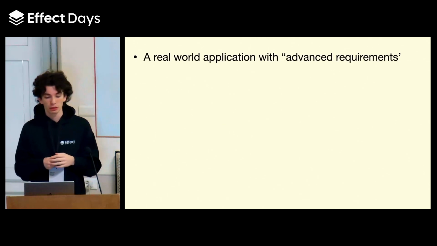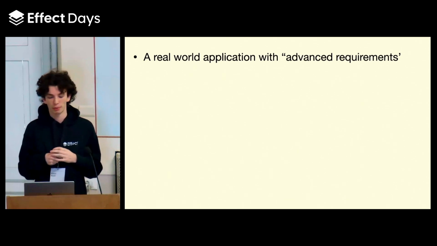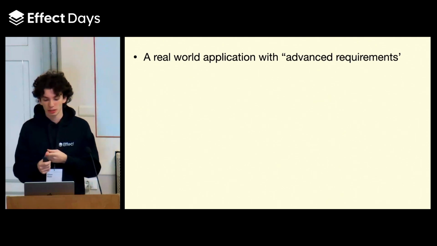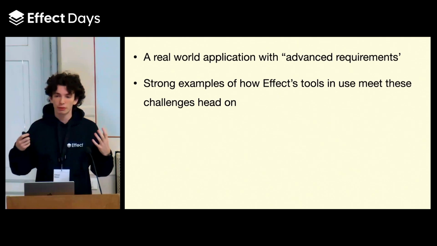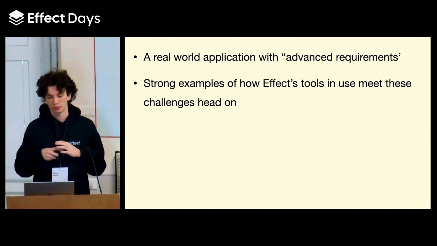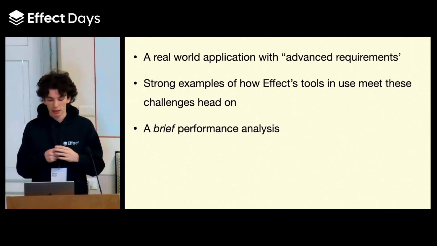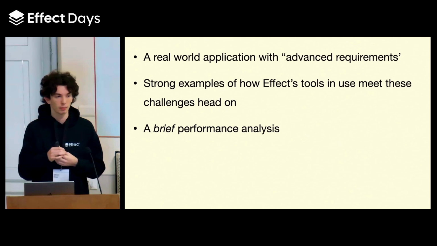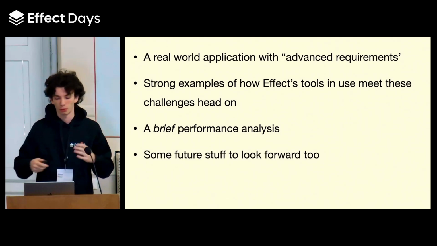So finally, a quick recap of what we covered today. We looked at Redis, which is a real-world app with advanced higher-level requirements. So there's expiration, async, networking, transactions, persistence. And we looked at how Effect's tools in practice really give us a strong foundation to build apps that have to take on these sorts of challenges. We looked at a brief performance analysis and ultimately why I don't think Effect's very small performance penalty matters too much for async limited business code. And finally, some future stuff to look forward to with Cluster.